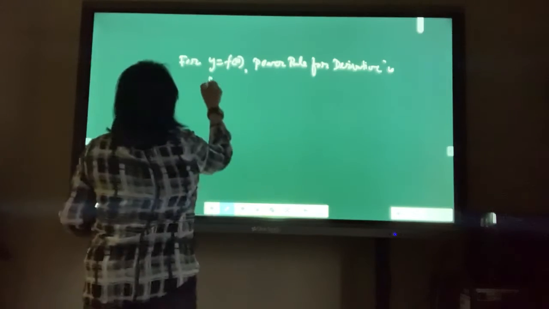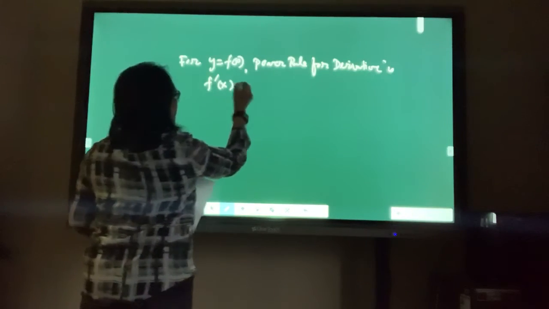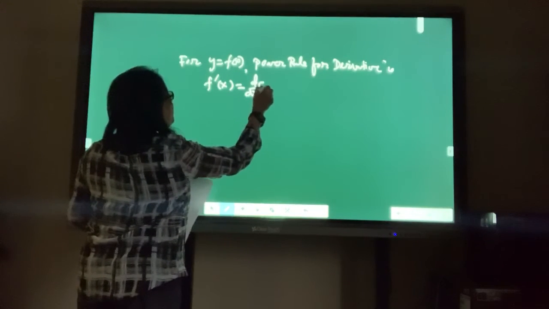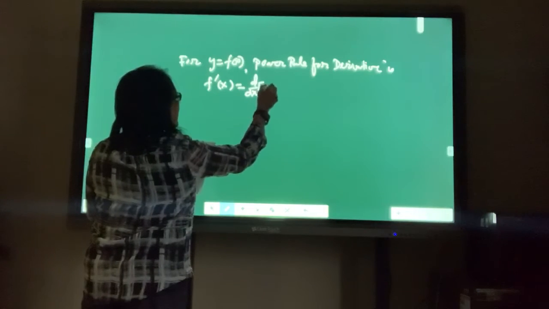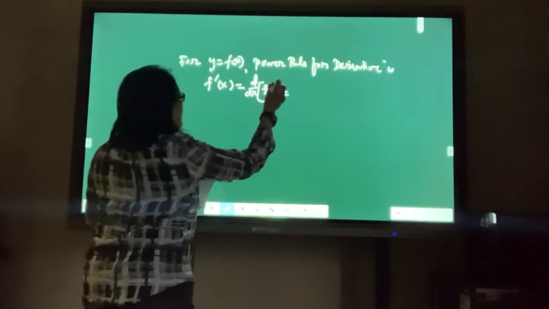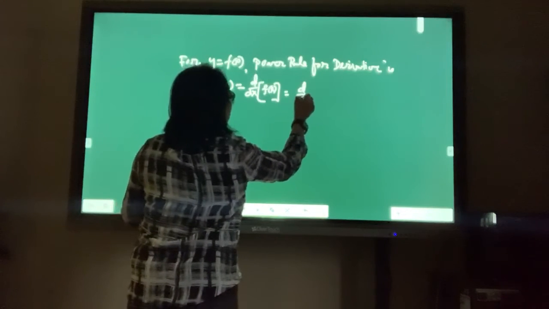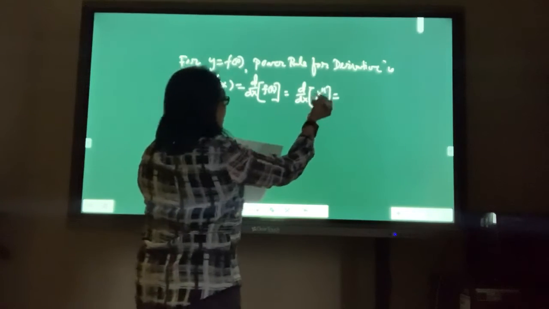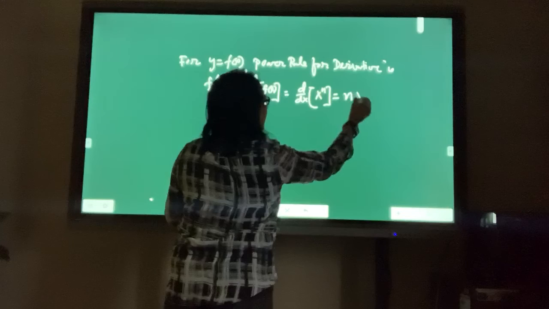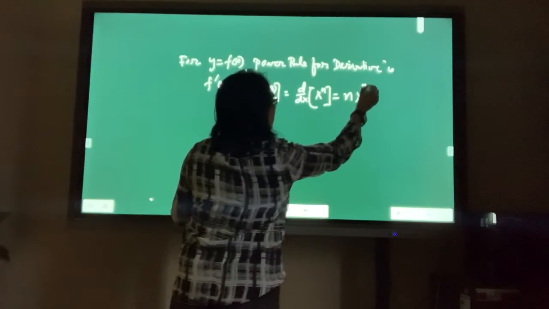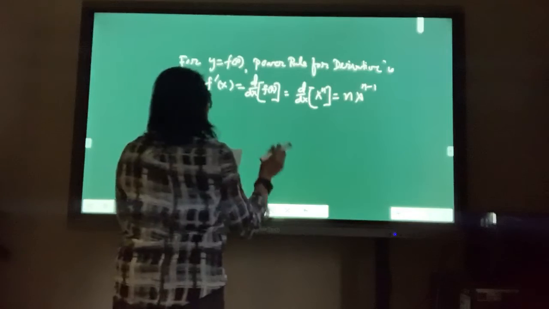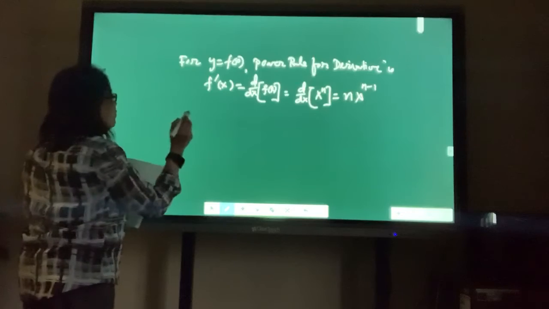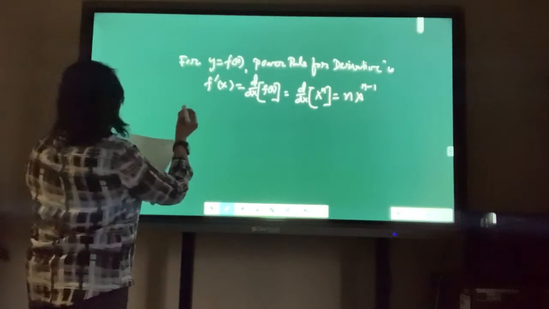is f prime of x, which is the derivative notation d/dx of f of x, and use a function in general which is x to the n. The power rule is: bring the power down, which is n, and subtract 1 from the given power, so this is n x to the power n minus 1. Okay, so using that rule, let's try to find the derivative of a function.